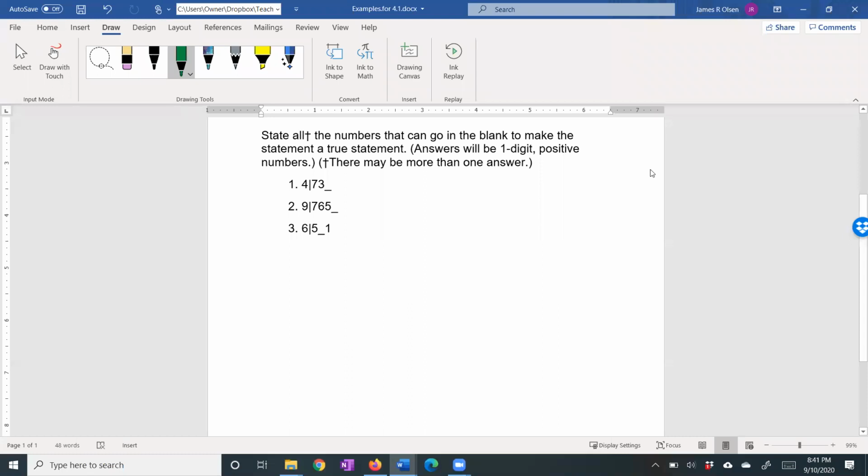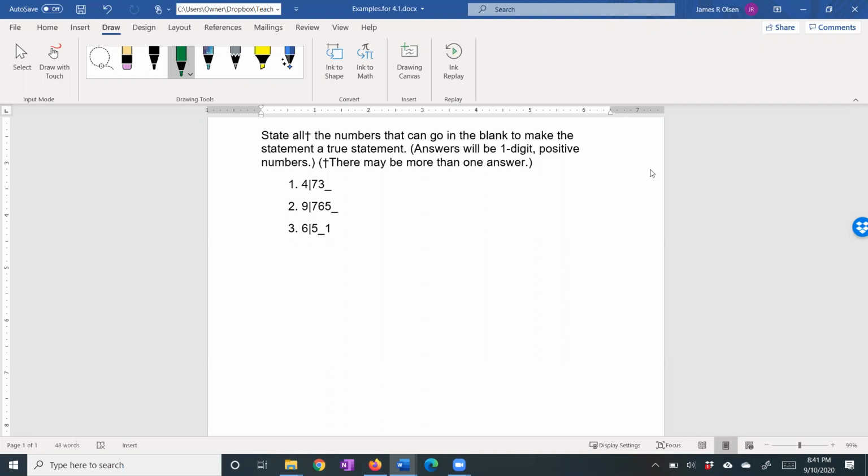My directions are slightly different than the book. State all the numbers that go in the blank to make the statement a true statement. The answers will be one digit positive answers. There may be more than one answer and there may be no answer at all.